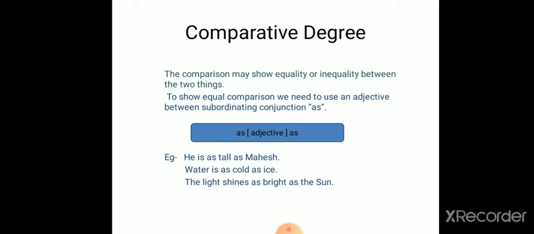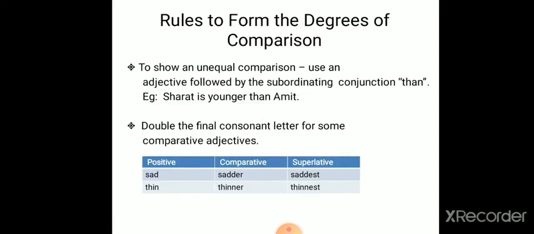Understood? Now let's move on to the next part. Rules to form the degree of comparison. Now there are certain rules which we need to follow while forming the degree of comparison. Now what are they? Let's understand it one by one so that you can remember it in future also.